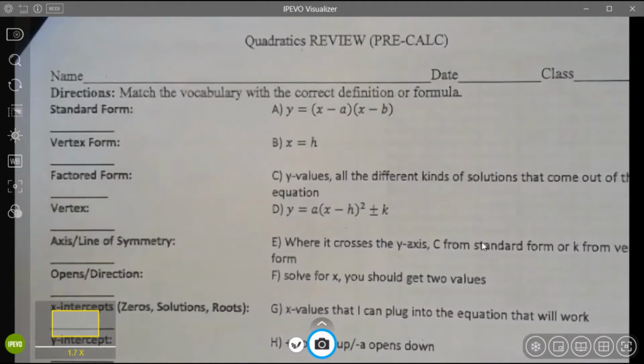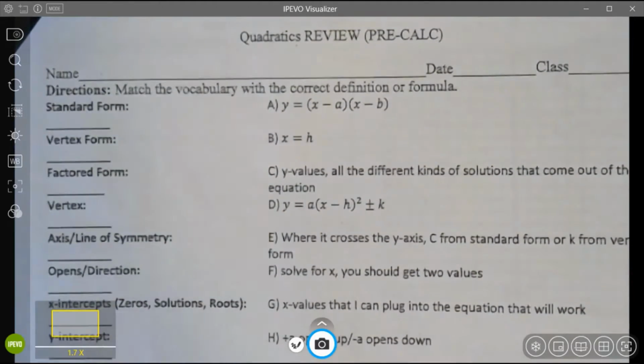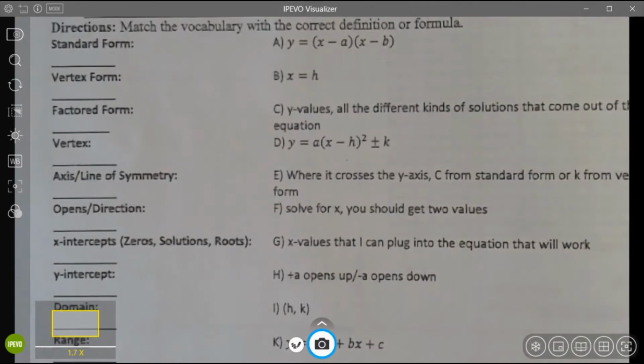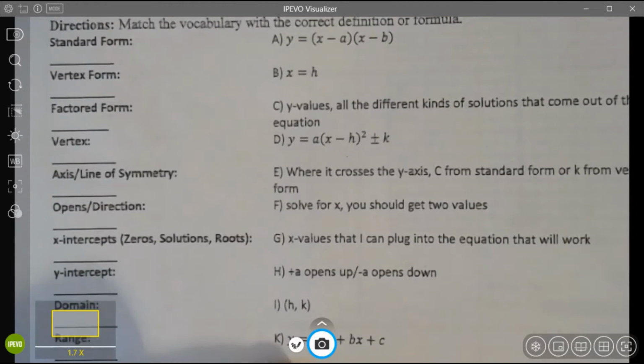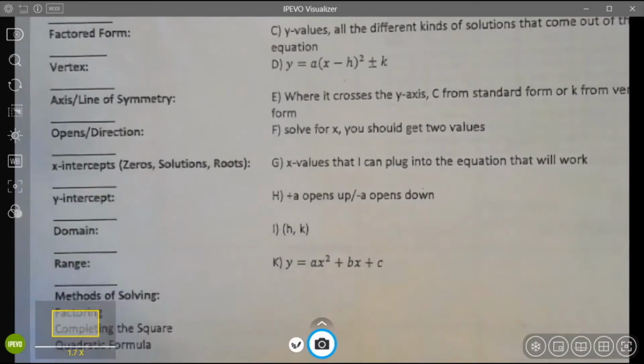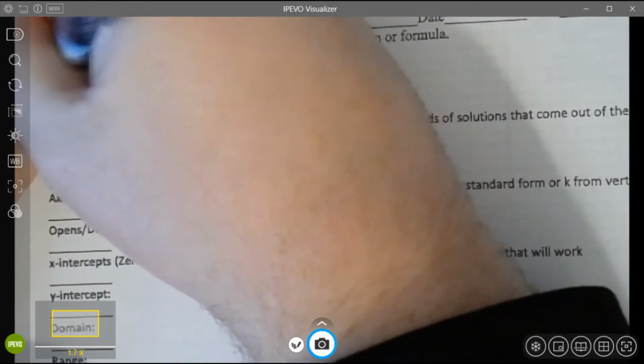Okay, so in this next video here, we're going to go over quadratics. So we're going to start with some basic vocabulary here. The first vocab, the standard form of a quadratic is, looking at the choices, ax squared plus bx plus c. So that is going to be choice K. So y equals ax squared plus bx plus c is the standard form of a quadratic. So you want to put K for that one.